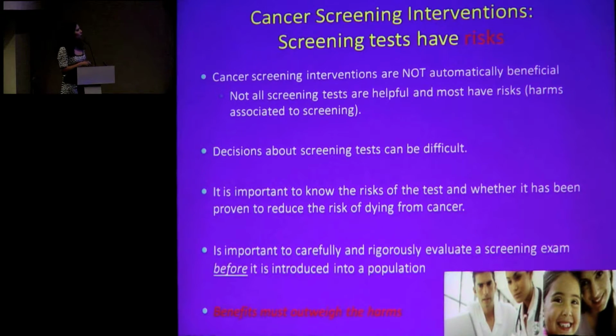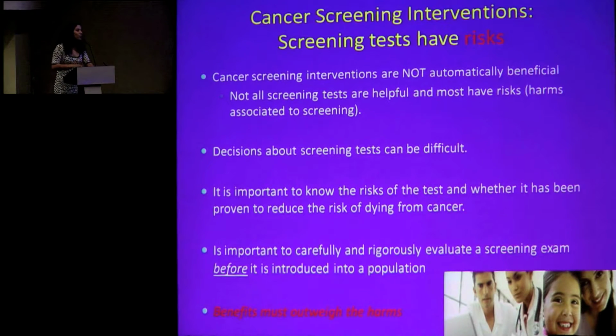So cancer screening interventions are not automatically beneficial, and that is something very important for us to recognize. Not all screening tests are helpful, and most have risks or harms associated with screening that we have to recognize. And we have to be able to balance the risks and benefits of doing this early detection. Decisions about screening, therefore, are not always easy. It is important to know the risk of the test and whether it has been proven to reduce the risk of dying from cancer.